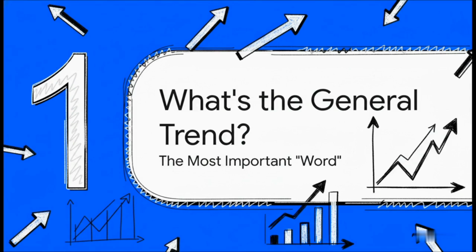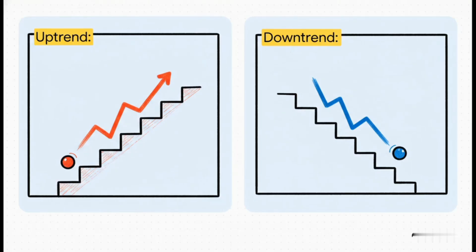All right, so the very first thing you need to look for, and I mean the most important word in this whole language, is the trend. This just tells you the main direction the price is moving. It gives you the big picture context for everything else you're about to see. And honestly, the idea here is super simple. An uptrend, that's just a series of higher peaks and higher valleys. The easiest way to picture it is a ball bouncing its way up a flight of stairs. And a downtrend? You guessed it. It's the exact opposite. That ball is just bouncing its way right back down.